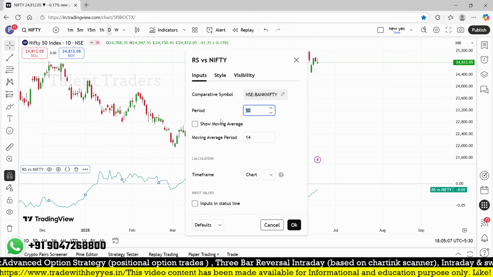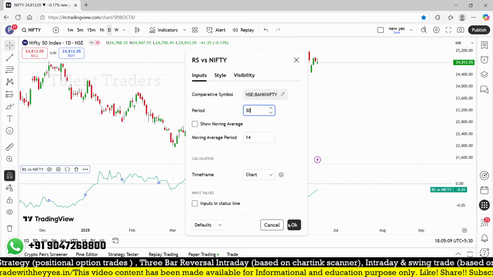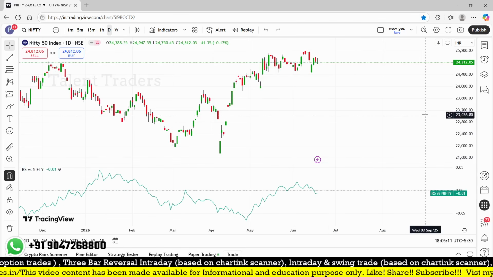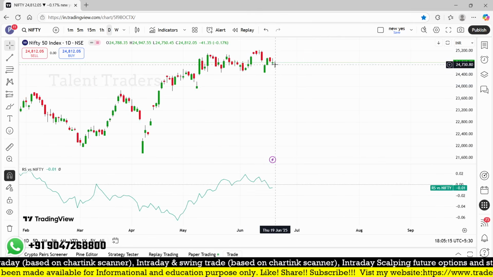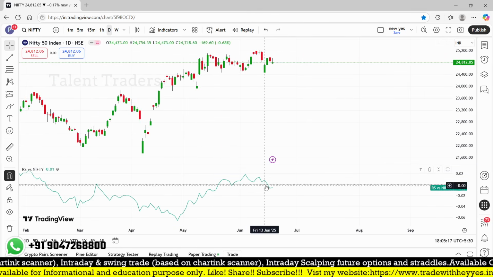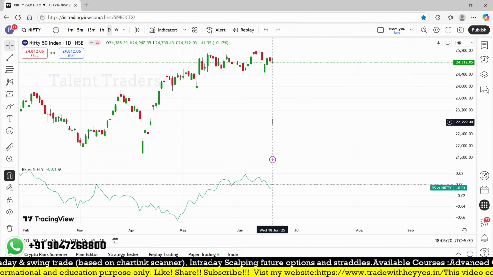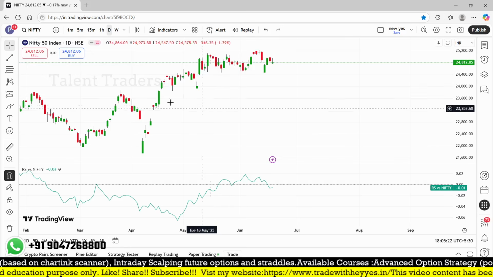Here I am using a 50 period. If I am using a 30 period, that is the 30 days level. So if I use just 30 days, it is still underperforming. If you take a back period of 30 days, Nifty is outperforming compared to the Bank Nifty.